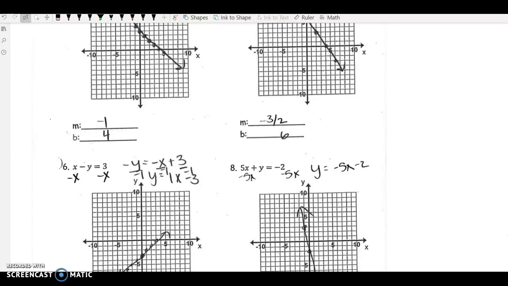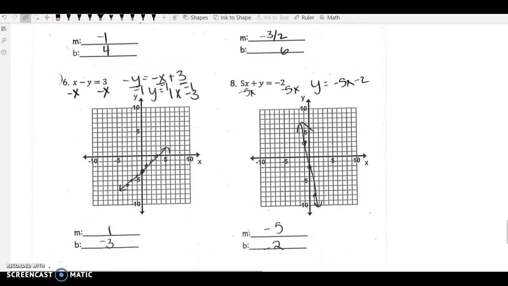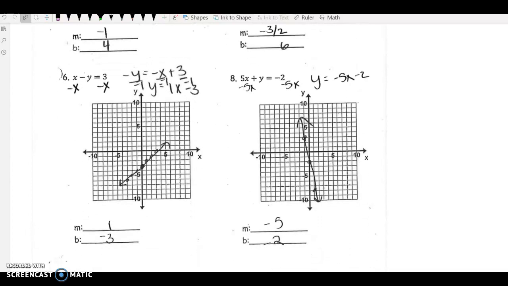Okay. Number 6, I subtracted x on both sides, so I got -y equals -x plus 3. I don't want negative y, I want positive y, so you have to divide everything in there by -1. So I got y equals 1x minus 3. So I started my y-intercept at -3, went up 1/1, up 1/1, and up 1/1.